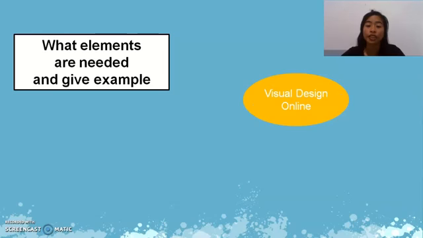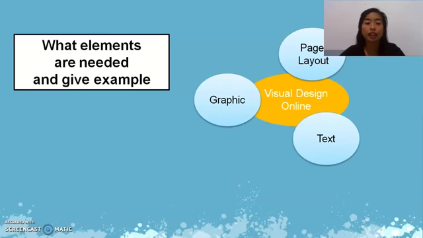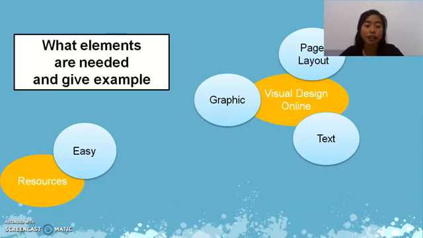The first element is visual design online, for example page layout, graphics, and text. In this case, the lecturer tries to make creative variations, not just monotone activities, based on page layout, graphics, and text. The second element is resources. With these resources, the students can easily get the information, and the students are able to compare the first resource to another resource.